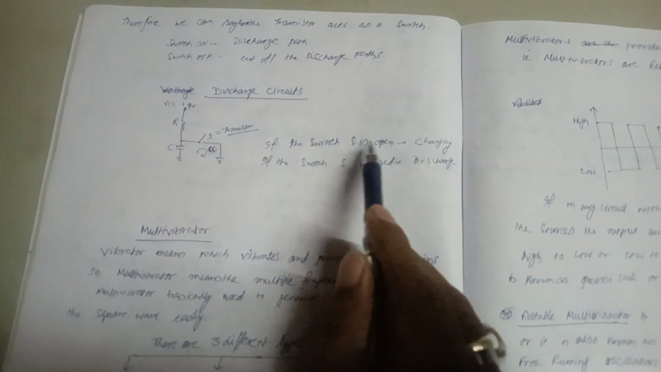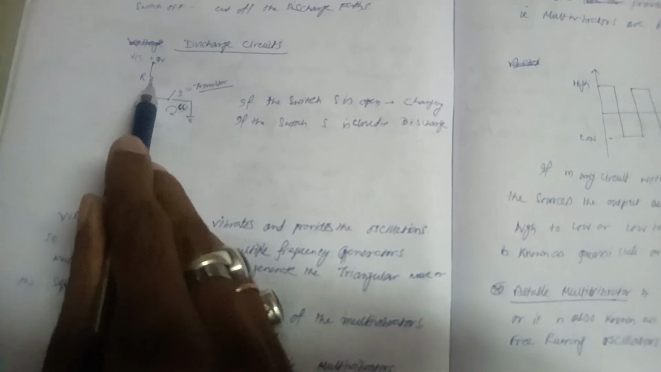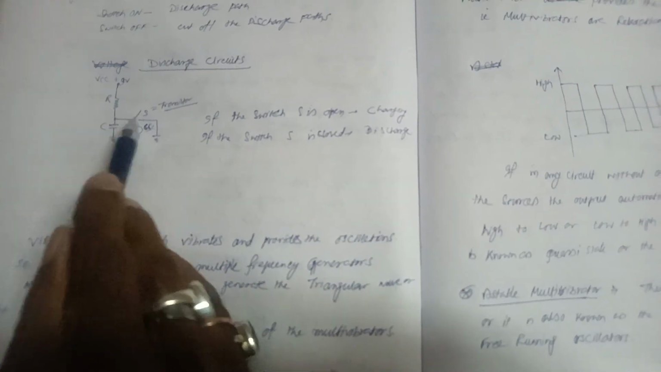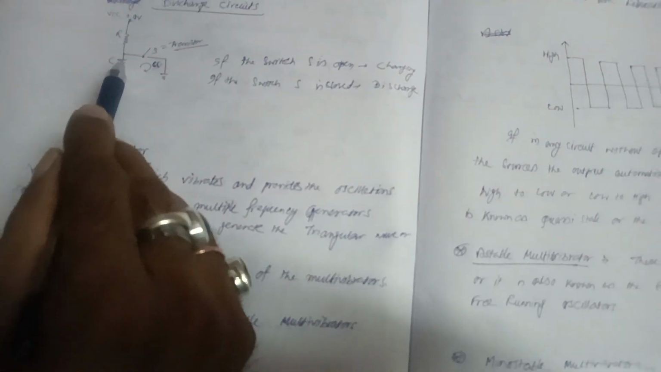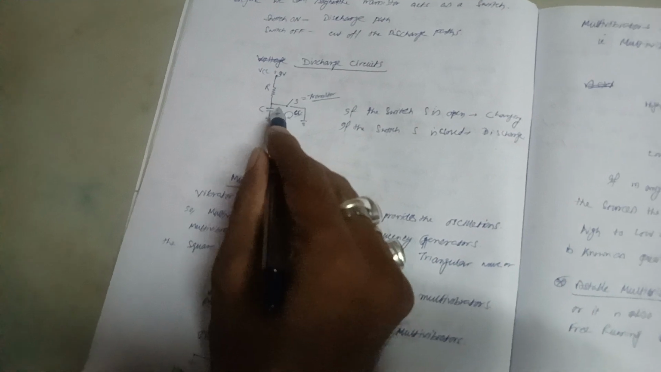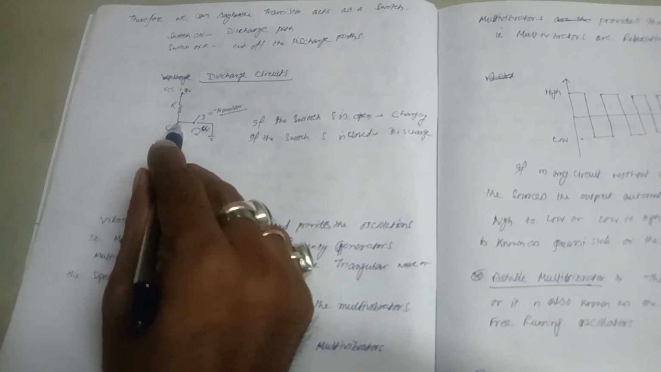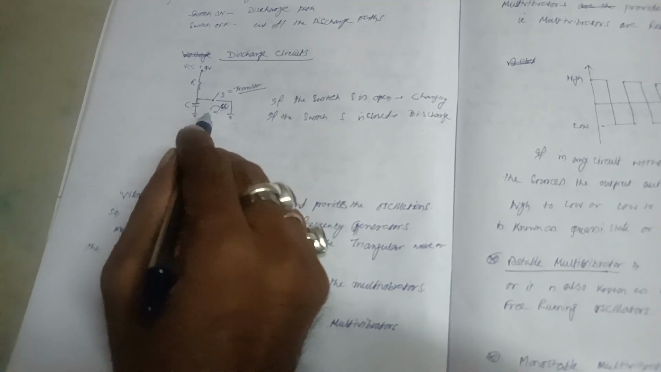Whenever the switch is open, obviously the current will flow, and here we will see there is no flow of current in this path. So directly the capacitor will get charged continuously. But when the switch, meaning the transistor, is closed, then whatever charge has been stored will go through this path, because this is in the parallel section, so it is going to discharge the capacitor.